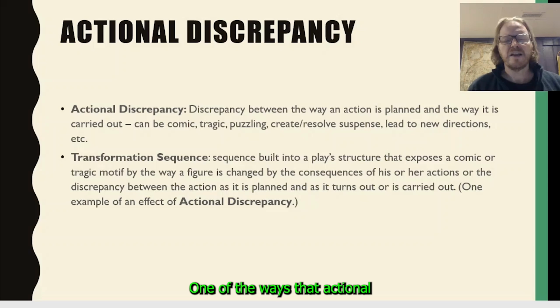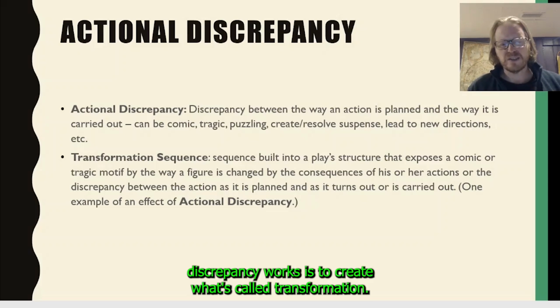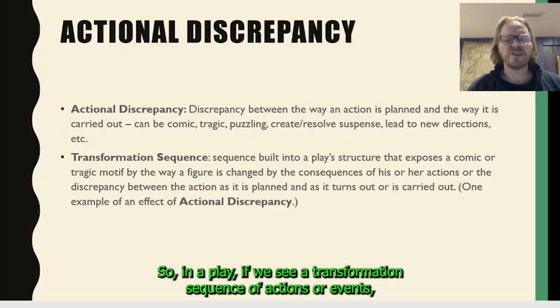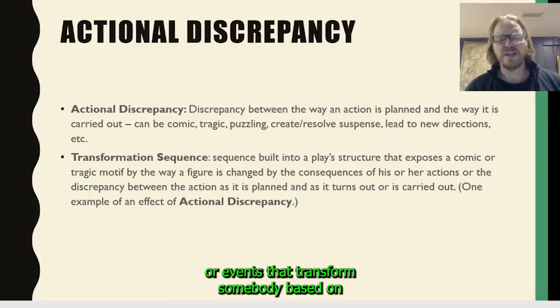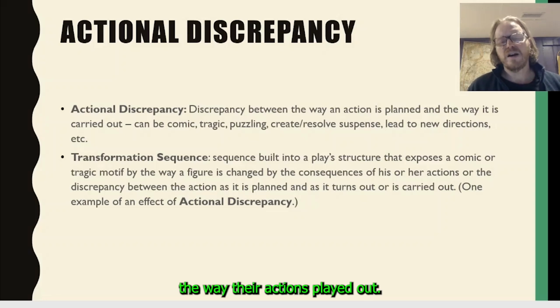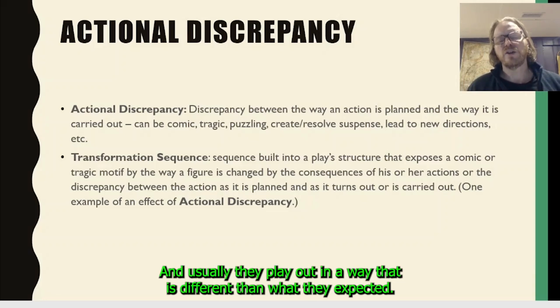One of the ways that actional discrepancy works is to create what's called transformation. So in a play, if we see a transformation sequence of actions or events, what this means is that there are a series of actions or events that transform somebody based on the way their actions played out. Usually they play out in a way that is different than what they expected.